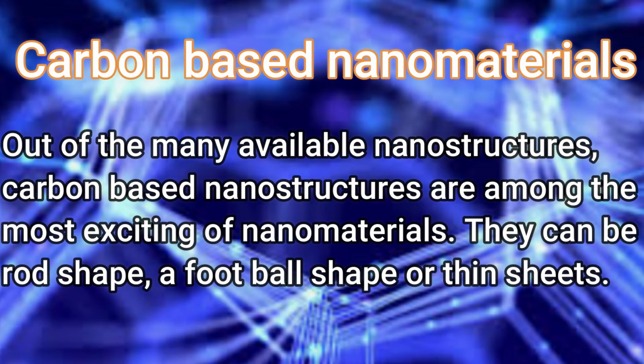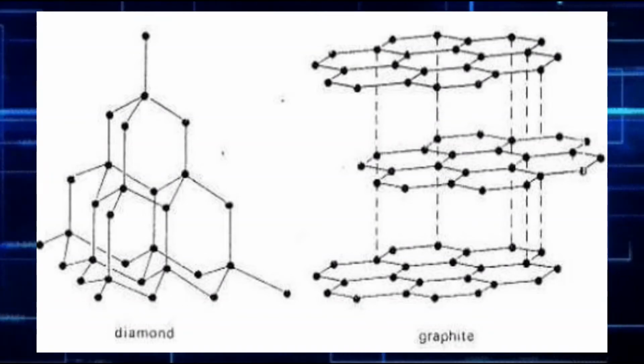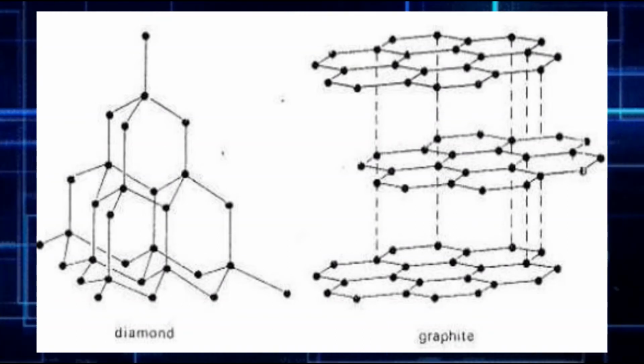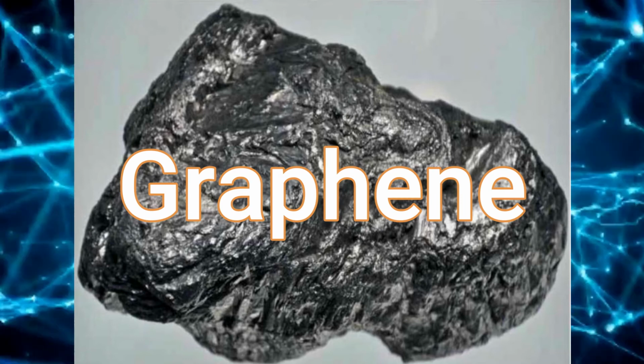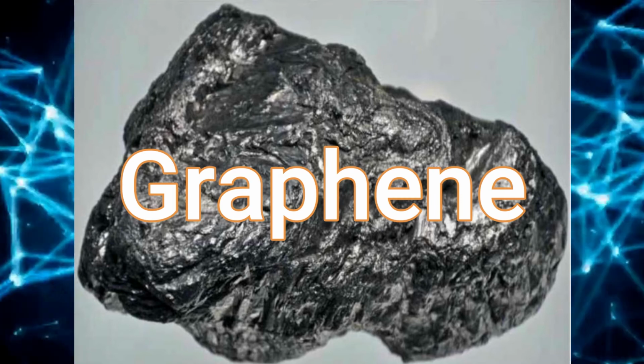They can be rod-shaped, football shapes, or thin sheets. This is the structure of a diamond and graphite. Now we discuss graphene. What is meant by graphene?